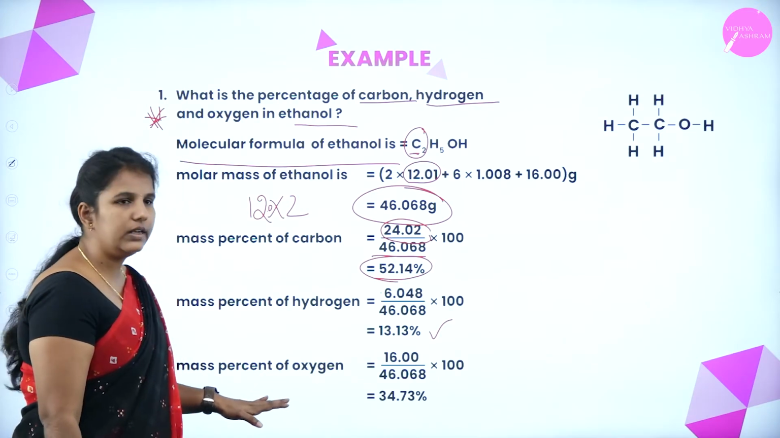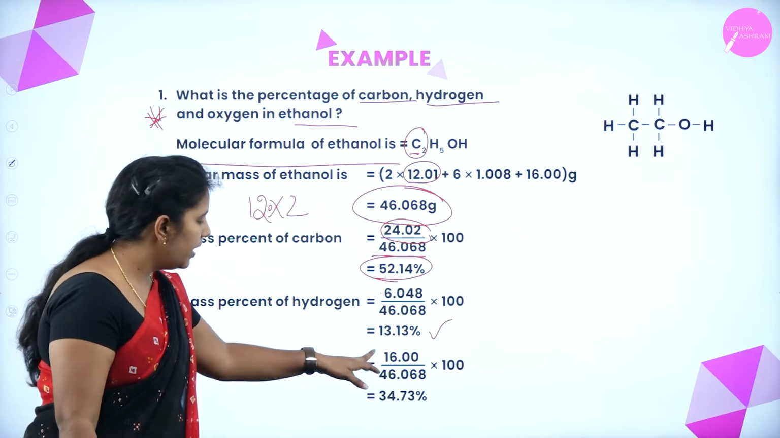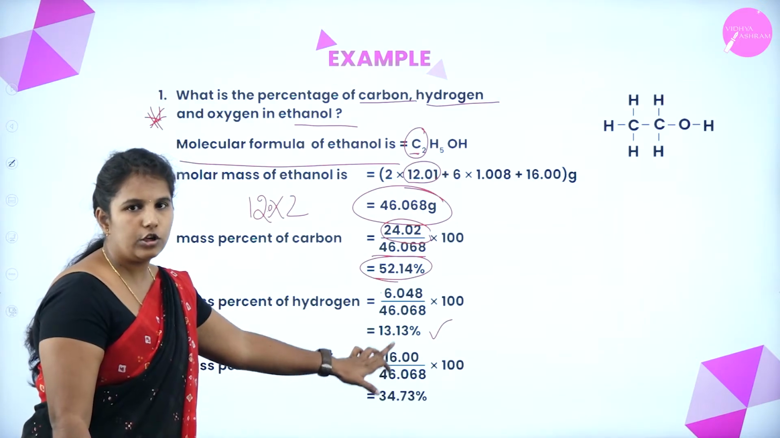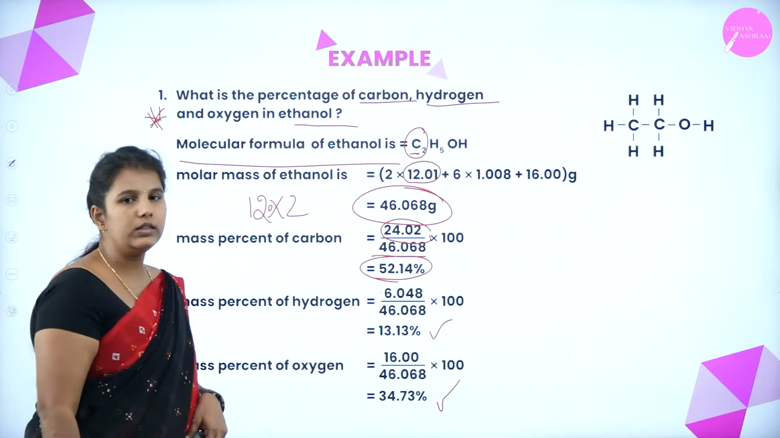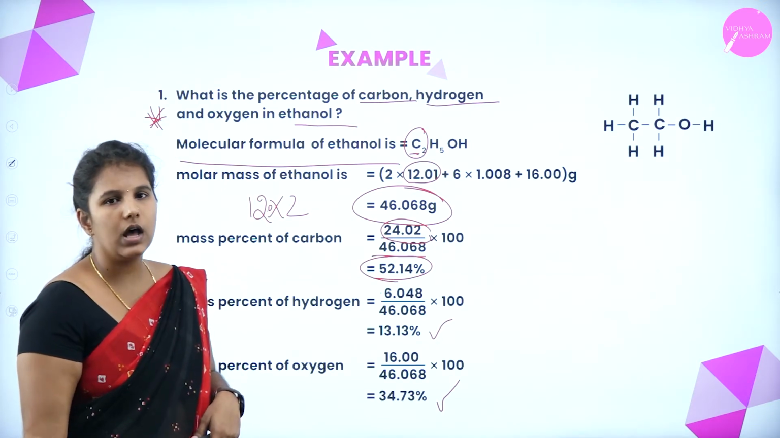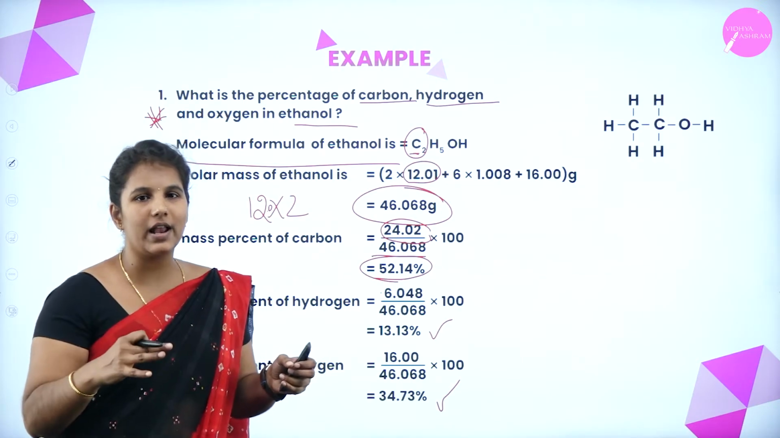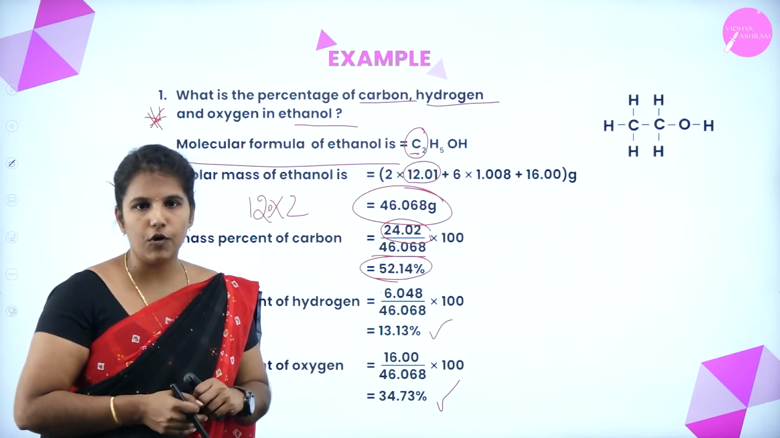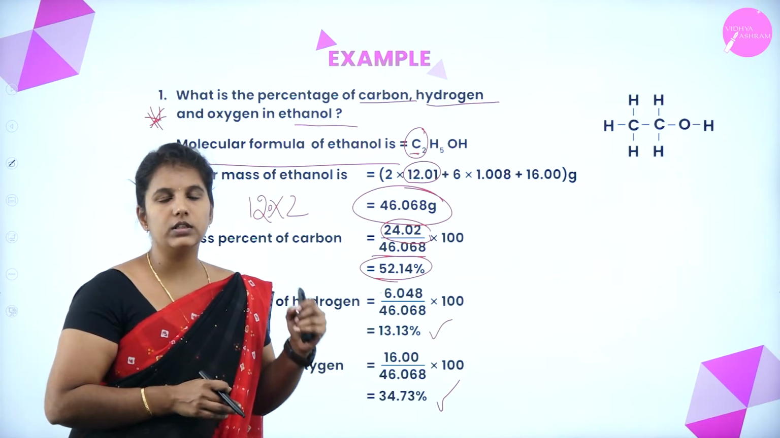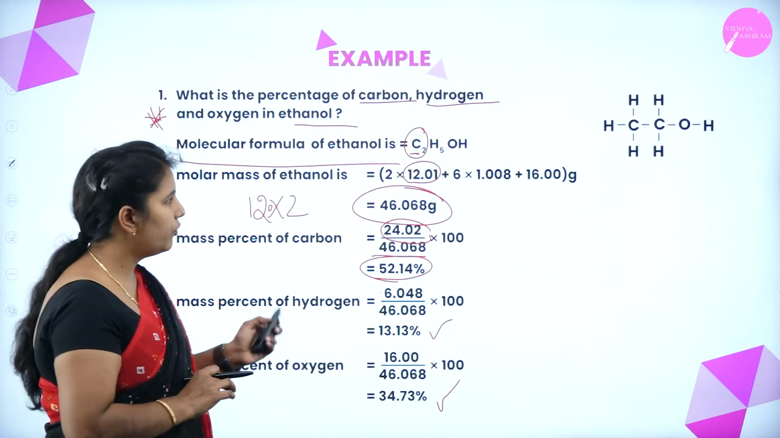Coming to the last one, that is the oxygen, which consists of only one oxygen atom, divided by the molar mass of ethanol into 100, you will get 34.13%. This is how we can easily calculate the percentage of each element which is found in a particular compound by using this formula. Hope you all understood how to calculate the percentage composition by using the formula.